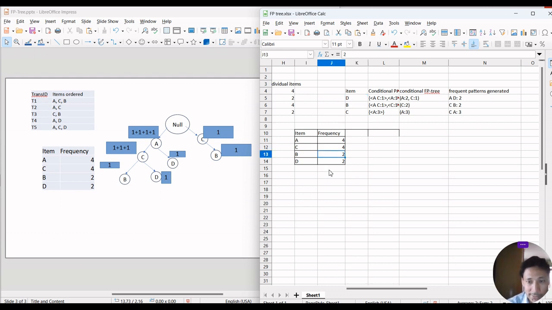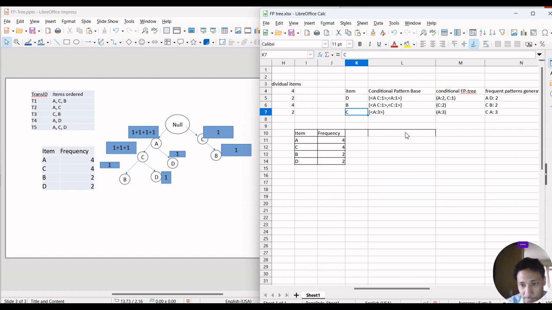That means D has a frequency of 2, the least, so we started with D here. B is the second least frequent item, so we started B here. C is higher than B, so we kept C here. So in the ascending order 2 to 4, we don't have to consider A. Now we will see in the tree how we can reach D.